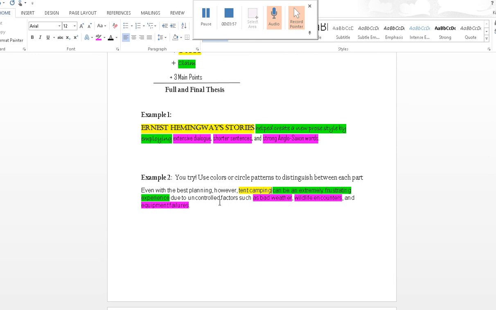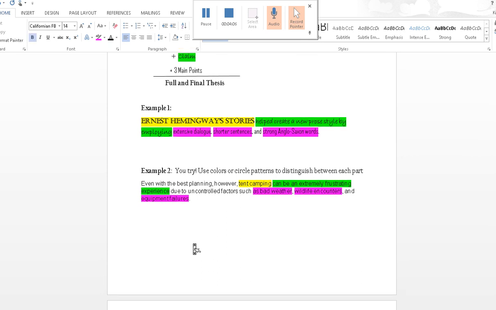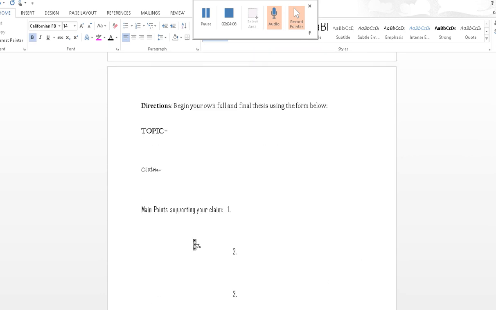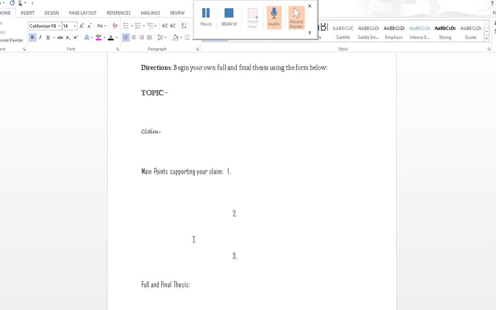And then due to, so proving that this person will discuss bad weather in 1 paragraph, wildlife encounters in another paragraph, and equipment failures in a 3rd. Alright, so that's everything you need. So if you scroll down to the 2nd page, now you can start writing your own.